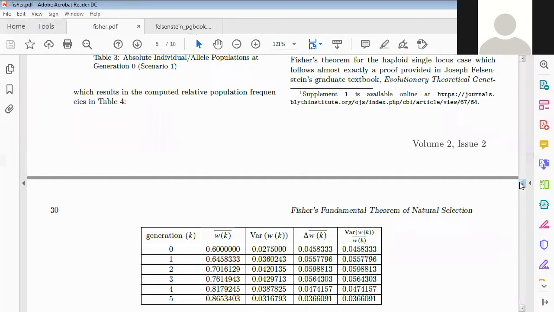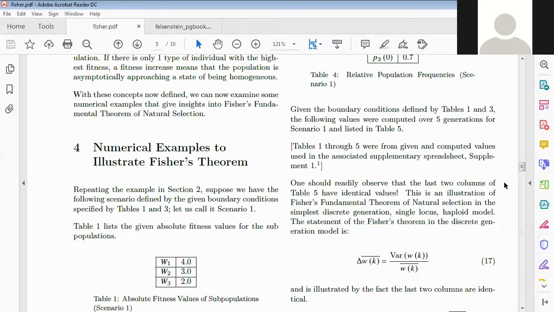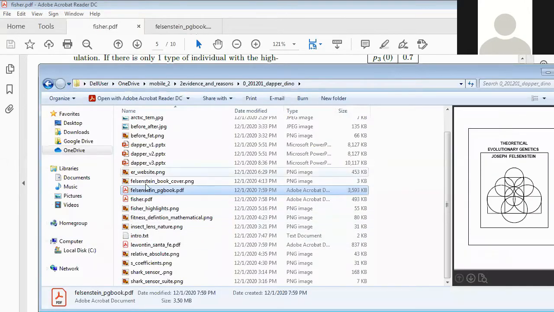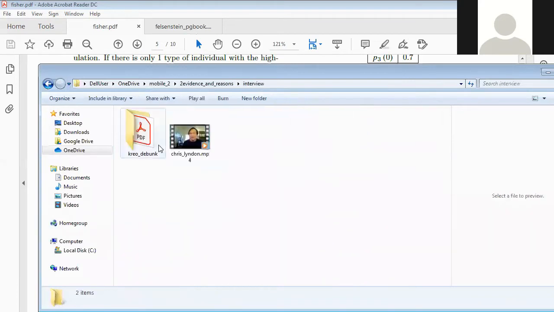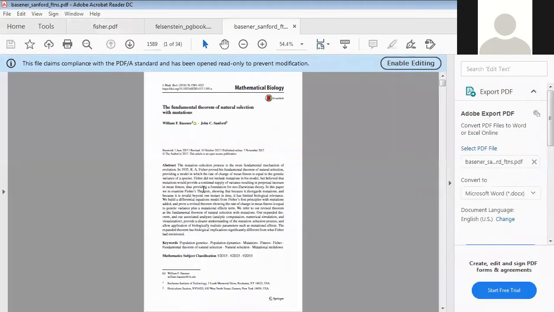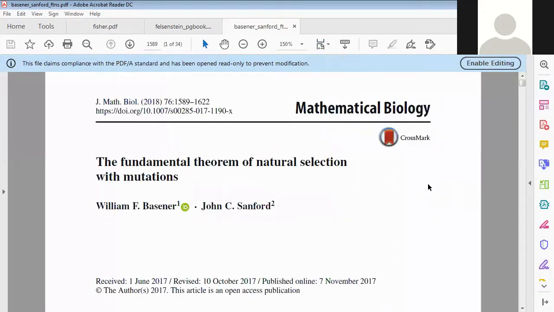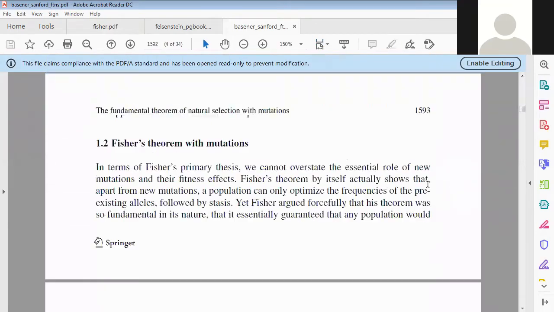So how does this relate to Bill Basener and John Sanford's theorem? So keep in mind this, where you have the mean fitness, and then it's equal to some variance. So now I'm going to go to Basener and Sanford's paper to try to help the audience. Apologies. And so now let's go to Bill Basener and John Sanford's paper to understand the meaning of it. And so now let's go to the bottom line.